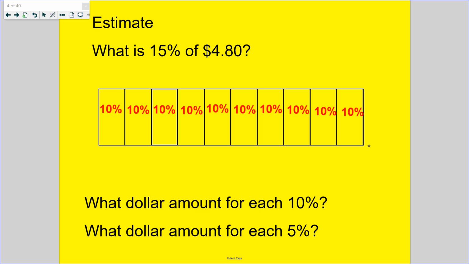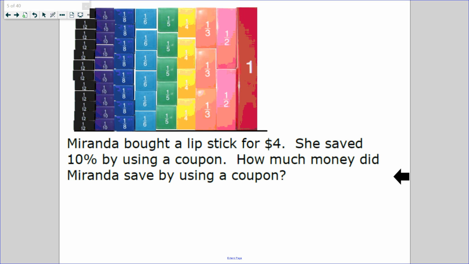Again, this represents 100%. $4.80 is the whole amount of his taxi bill. If I broke it into 10 parts, that'd be 48 cents for every 10%. So 5% is half, which is 24 cents. Together adds up to 72 cents. So we are going to be working with fraction towers, ratio tables, and also mental math.